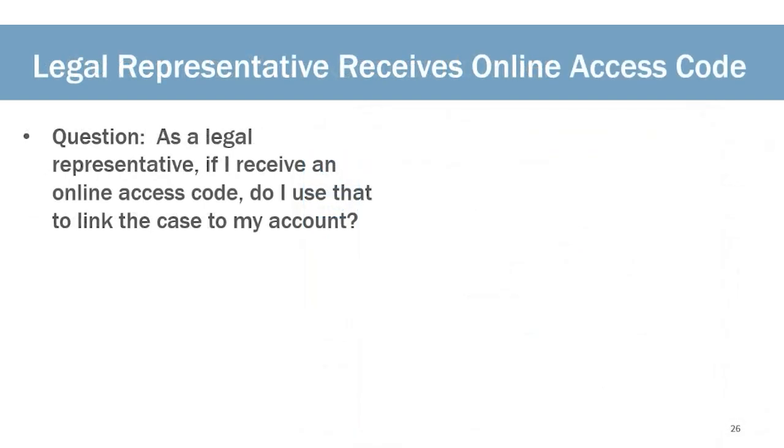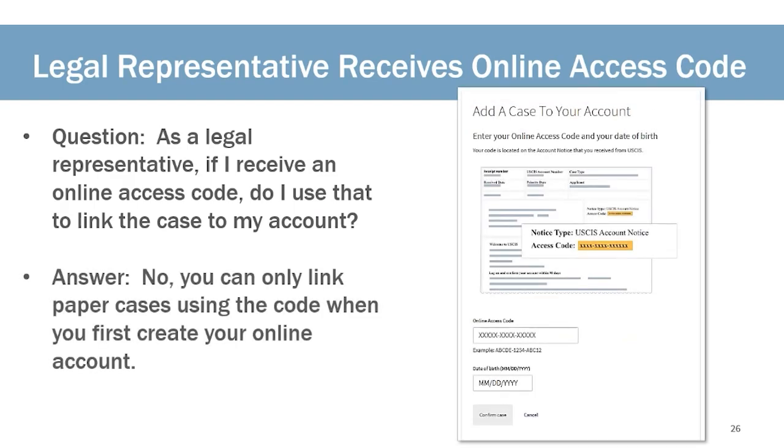Okay. So tell us, Jana, why do legal representatives receive a notice with an online access code? I'm trying to figure out the best way to make this very technical concept more understandable. When an individual receives the notice that has the online access code, they can use it when they create their account or after the account has been created, as long as they haven't already used an online access code to link an IOE case or cases to their account.